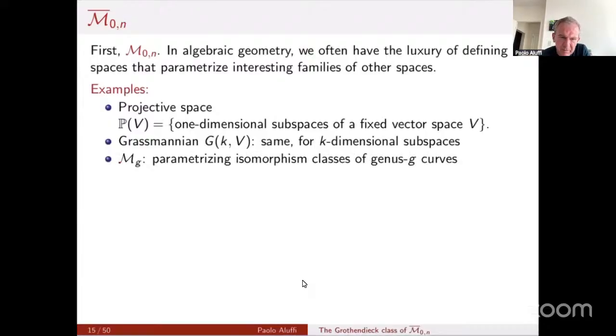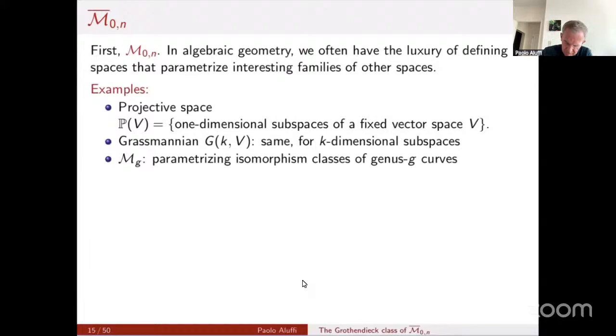In fact, the fanciest, most popular one is maybe M_g, the moduli space of genus g curves, which parameterizes isomorphism classes of genus g curves. Now, if you know a bit of the story, you know that sometimes you're very lucky, sometimes you're not so lucky.